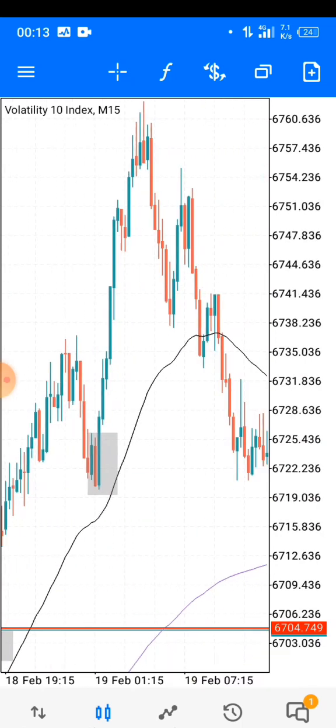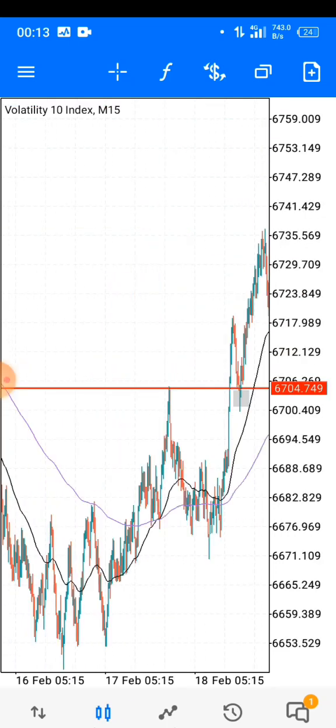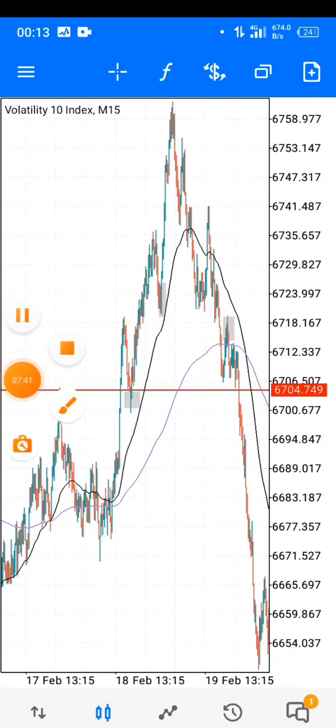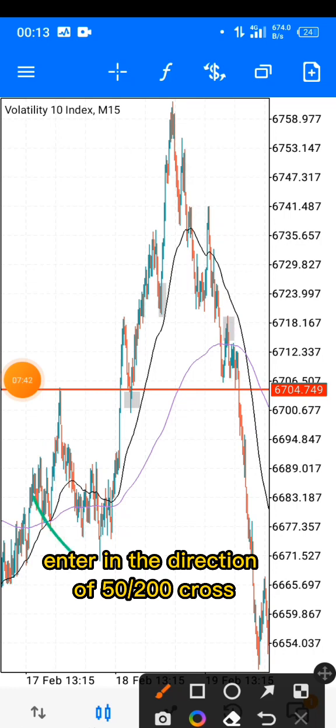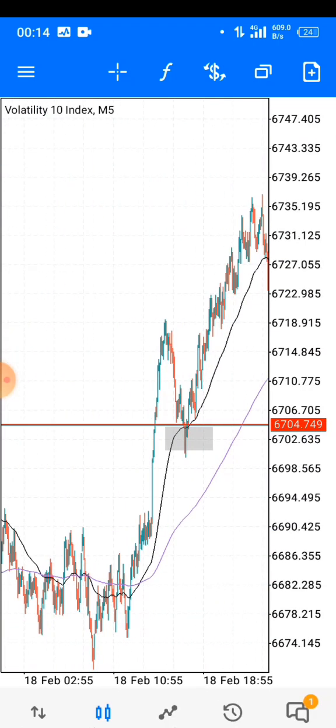You can use the moving average retest on the 5-minute time frame and on the 15-minute time frame. So generally how I use it, I personally just like to enter in the direction of the 50-200 cross. In this case, the 50-200 cross was crossing for an uptrend on the 15-minute time frame, so I'm looking for my buy trades. So I dropped down to my 5-minute time frame.